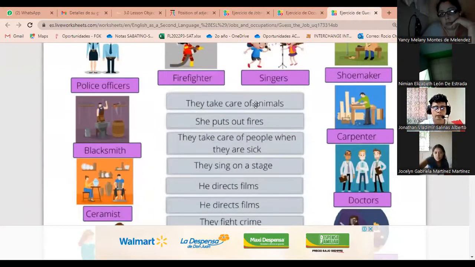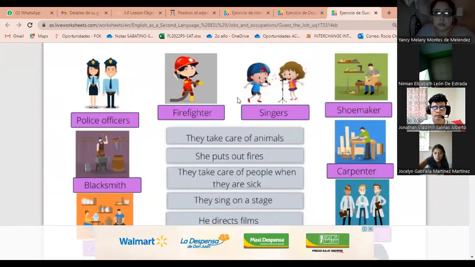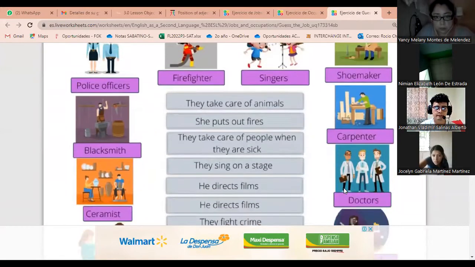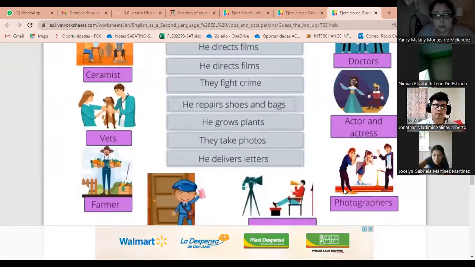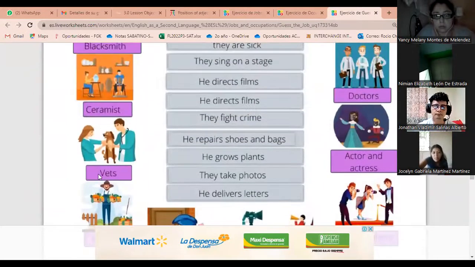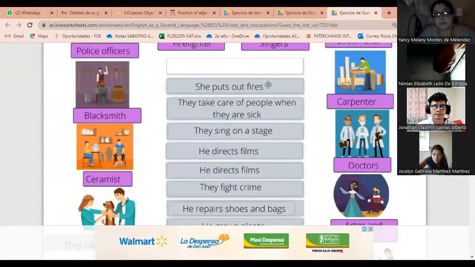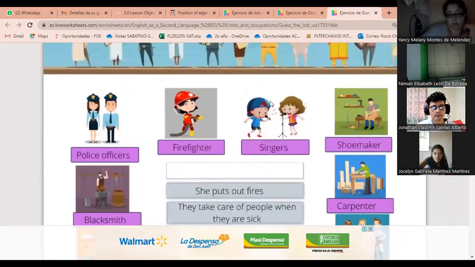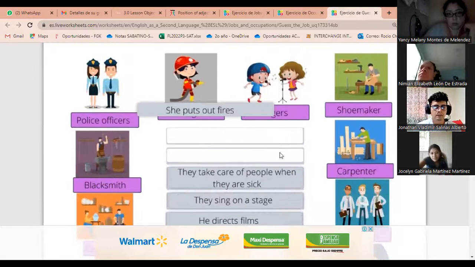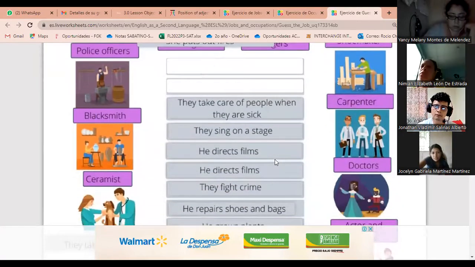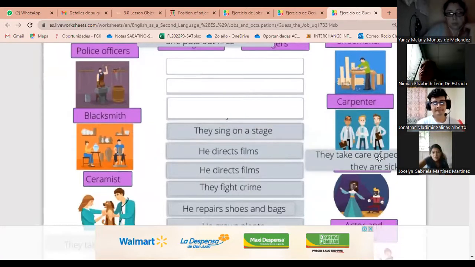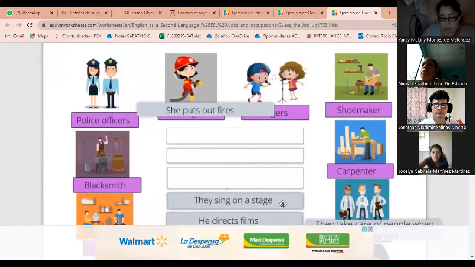Number one, they take care of animals. So you can see the different occupations and professions. Vet. Okay, vets, exactly. They take care of animals. Okay. She puts out fires. Firefighter. Yes, it's correct. They take care of people when they are sick. Doctors. Exactly. Doctors. They sing on a stage. Singers. Exactly, the singer. Okay, they sing.